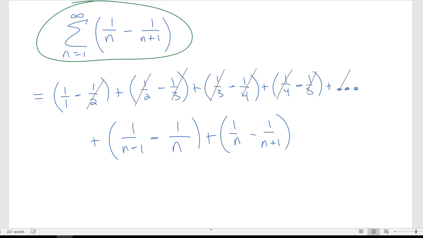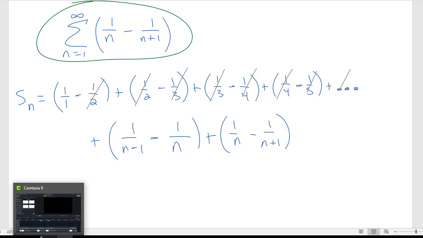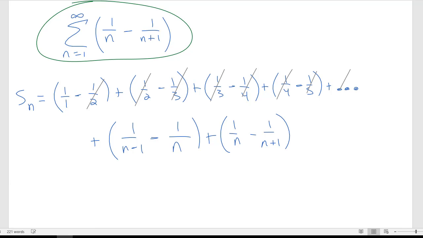So let's call this my nth partial sum. I'm going to come back here and erase my equal to sign, and say my nth partial sum is equal to this. If I'm looking at this as my nth partial sum, here's the sum of my first n terms. We see that cancellation pattern continue as we discussed a second ago.